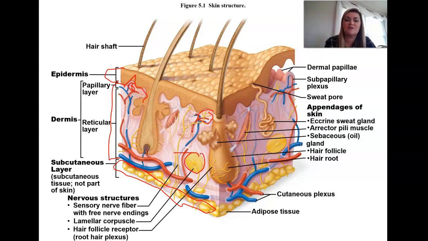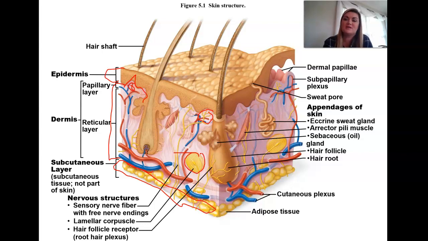And then you'll see the hair follicle receptor, which is going to have some of those free nerve endings on the outside. If you've ever pulled out a hair or plucked a hair, you know it is painful. That's because you have these nerves that are wrapped around that hair follicle. And you also have blood vessels that'll go up in through the center of that hair bulb.